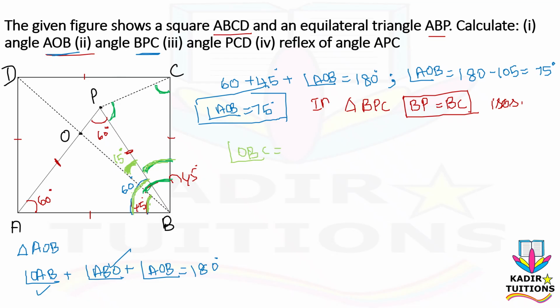OBC is 45 degree. But we want what? PBC. Actually, this OBC has been split into two parts: one is PBC and the other one is OBP. Together it is 45 degree, and in this, we know this OBP is going to be 15 degree. So if we move to the other side, we'll get PBC as 30 degree.